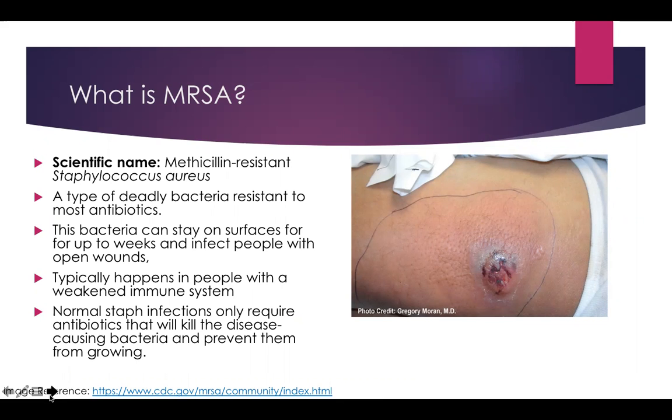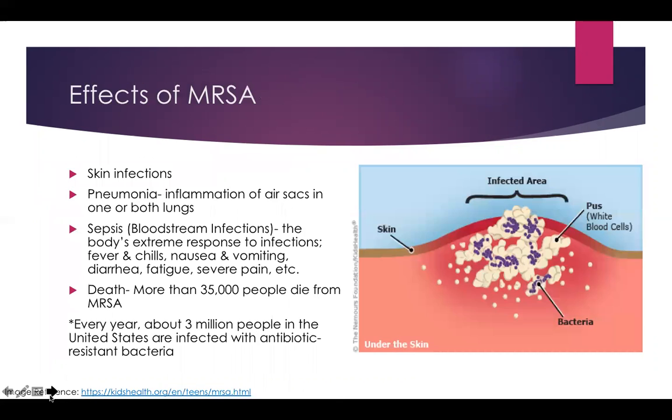This will typically happen in people with a weakened immune system generally because they are more susceptible to viral and bacterial infections. There are normal staph infections that only require antibiotics, and those will just kill the disease causing bacteria, prevent them from growing. However, MRSA is not one of those bacteria that are easily eliminated by antibiotics, which makes this way more deadly. So, the effects of MRSA skin infections are the most common, as you can see on the picture to the right here.